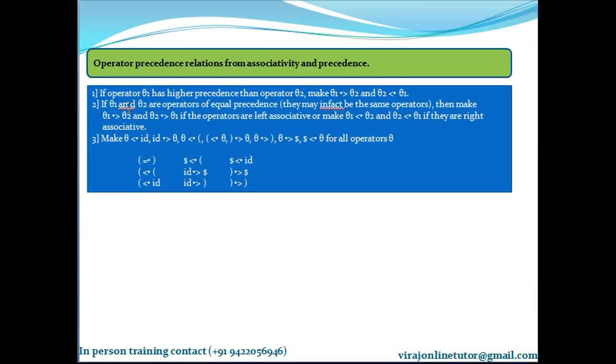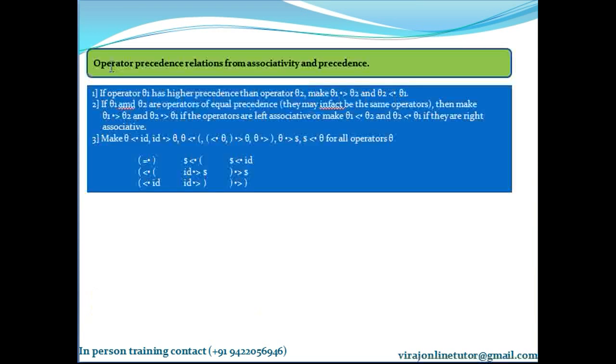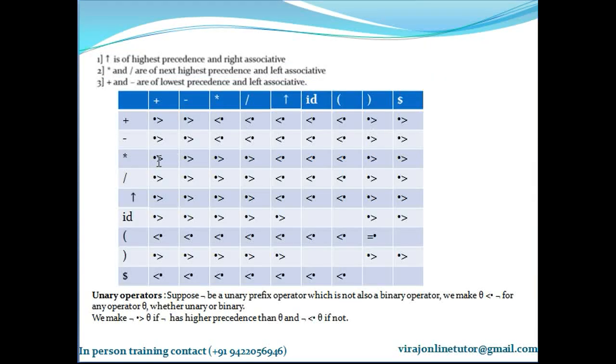Rule number 2 says if theta 1 and theta 2 are operators of equal precedence, they may as well be the same operators. Then make theta 1 greater than theta 2 and theta 2 greater than theta 1 if operators are left associative, or make theta 1 less than theta 2 and theta 2 less than theta 1 if they are right associative. Simple. So exponentiation is right associative, so it will match this part. Since it is right associative, mark theta 1 less than theta 2 and theta 2 less than theta 1. So mark exponentiation is less than exponentiation.